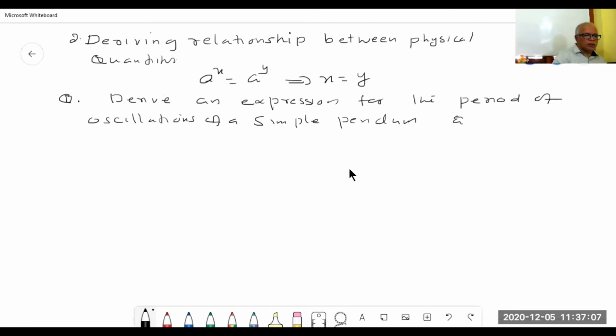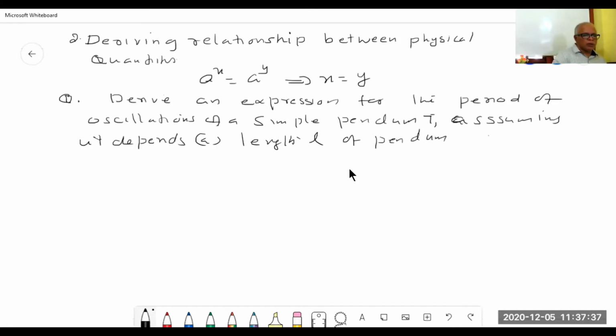Assuming that the period of oscillation of a simple pendulum is T, assume that it depends on one, the length L of the pendulum; two, G, acceleration due to gravity; three, the mass of the pendulum.